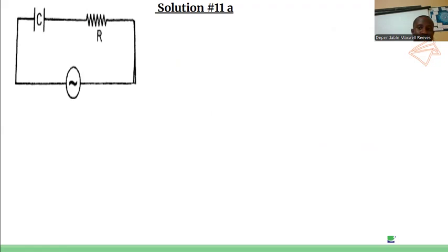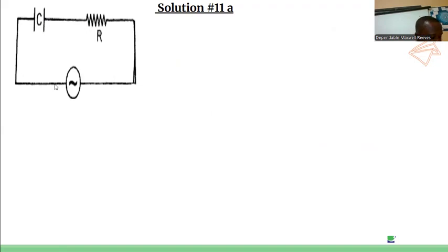So this circuit is an RC circuit. The R stands for the resistance and the C stands for the capacitor. This particular circuit is usually drawn on alternating current. So this is a symbol for a resistor and this is a symbol for a capacitor. So this is the circuit that you are asked to actually draw.